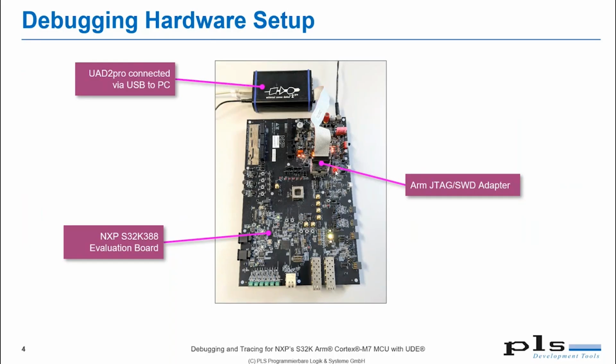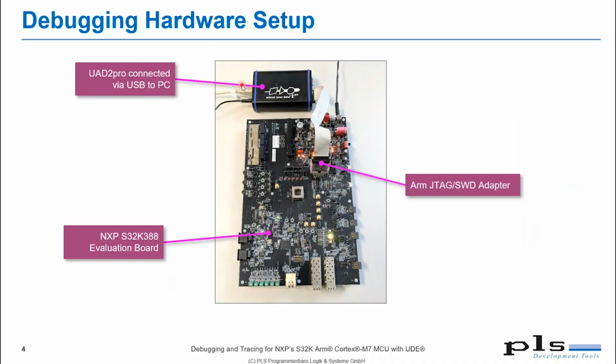Since this webinar also covers the trace functions for the S32K, the actual hardware setup on my desk looks a little bit different. Instead of the UDE 2 Pro, I use the UDE 2 Next. The reason for that is that the UDE 2 Pro provides only basic debugging functions and has no trace memory and does not support external trace interfaces.